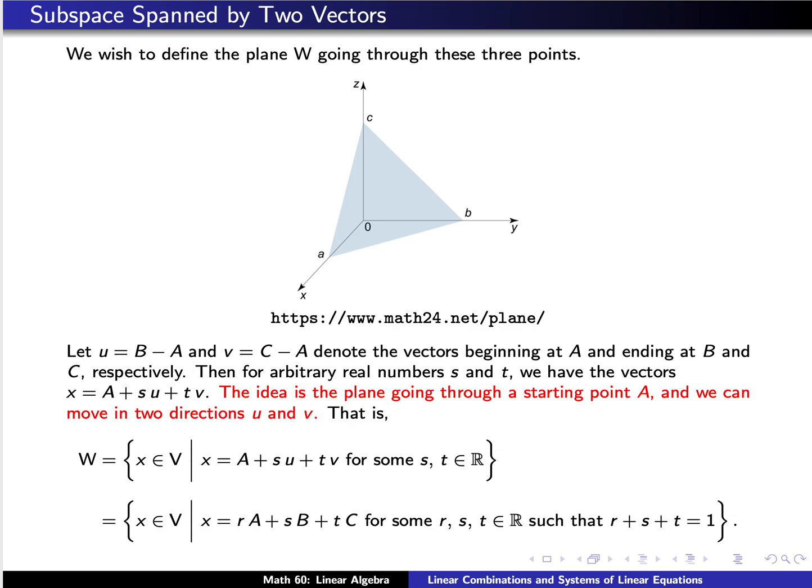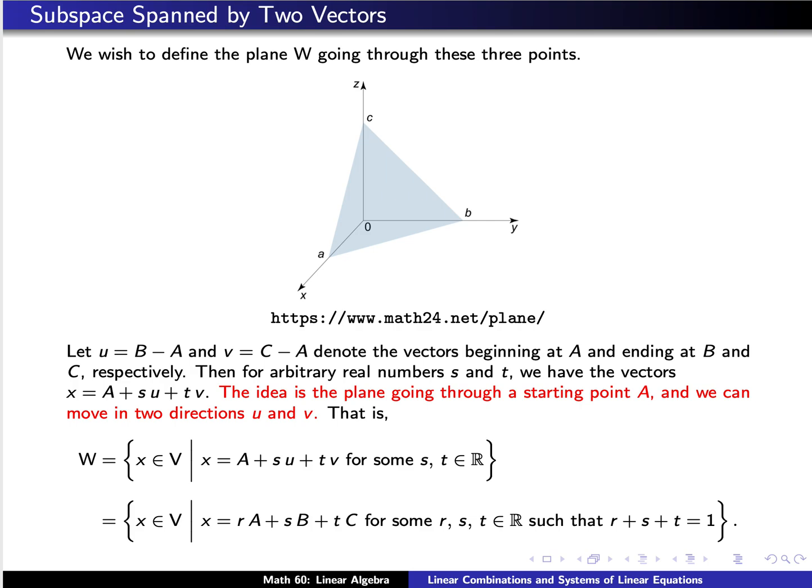Well, one way we could do this is define 2 new vectors, U, which would be B minus A, and V, which will be C minus A. You can think of these as vectors that start at the point A and end at B, or start at the point A and end at C. This will correspond to the edges of the triangle that you see in the diagram.